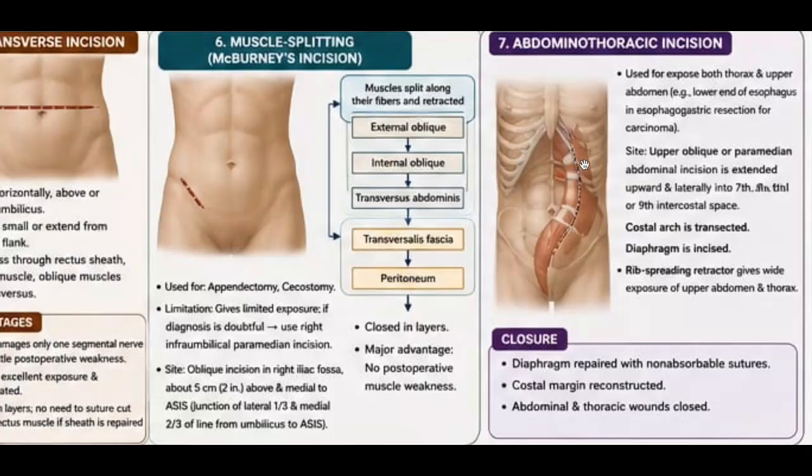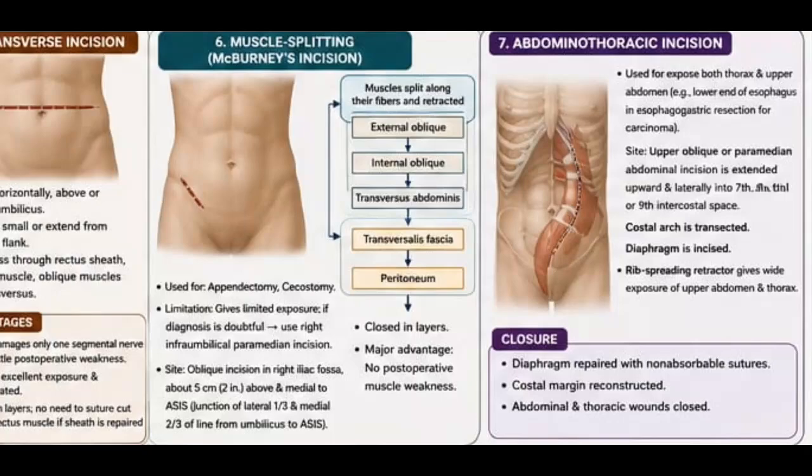And in that case, that is the costal arch here. So the costal arch is transected, and the diaphragm is also incised because the diaphragm is also present at this level. A rib retractor provides wide exposure of the upper abdomen and thorax, because we actually use a retractor for the ribs that separates or retracts the ribs, so that leads to a wider exposure.